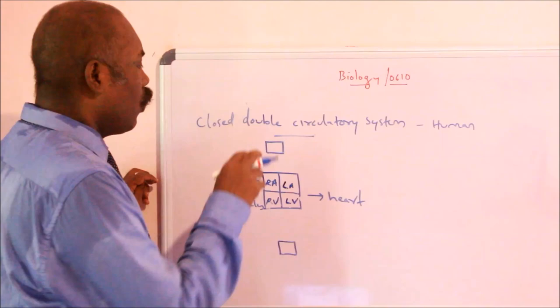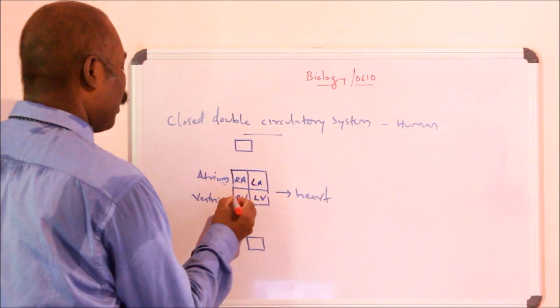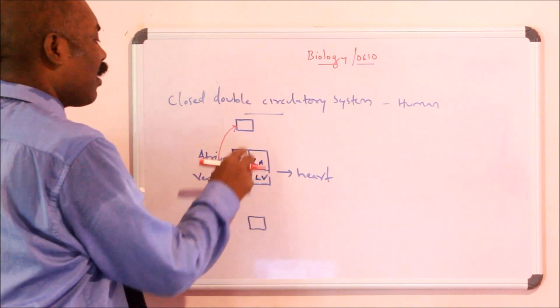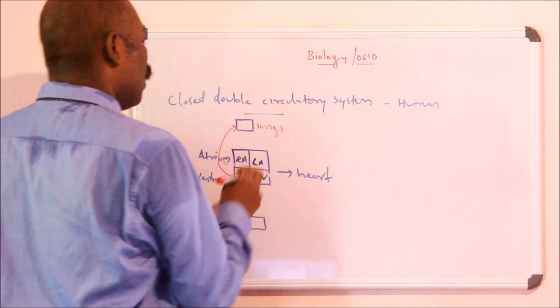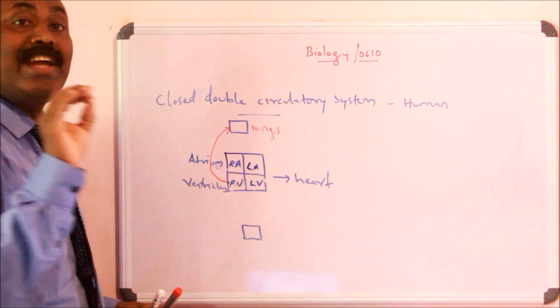From the right ventricle, I will use the red marker. From the right ventricle, blood is pumped to the lungs. You can see the arrow. And here, this small square is the lungs. So the blood is going to the lungs. Why is the blood going to the lungs, you know? To take oxygen from the lungs. That exchange of gases takes place in the respiratory system, I mean, in the lungs.